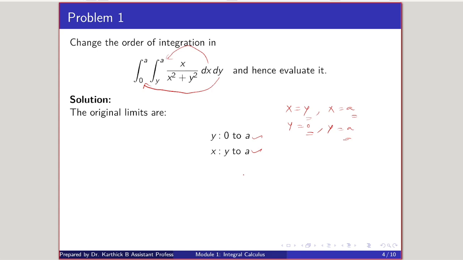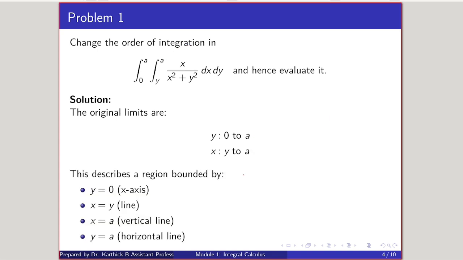Simply we know that y equal to 0 will be the x-axis, and x equal to y will be a line from the first quadrant to the third quadrant, and x equal to a will be a vertical line somewhere in the first quadrant, and y equal to a lies on the first and second quadrant, it is a horizontal line. So with this we will draw a graph. I am drawing a graph.